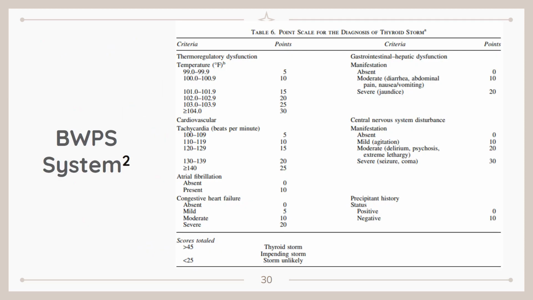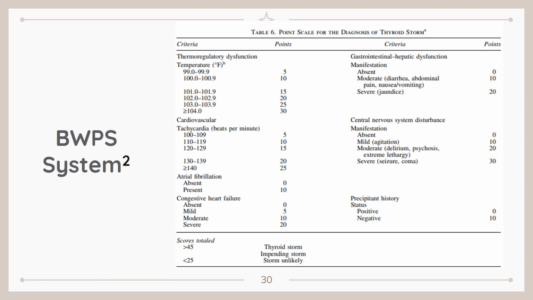The BWPS system, I highlighted a table here, which is just an example of what is included whenever we are assessing patients with possible thyroid storm, especially patients in the ICU. Some things to look into are the temperature and how it's elevated, any cardiovascular symptoms such as arrhythmias, any hepatic dysfunction, any central nervous system disturbances, and then any history status of their thyroid storm or thyroid hormone levels.